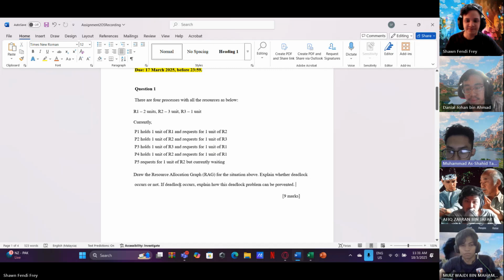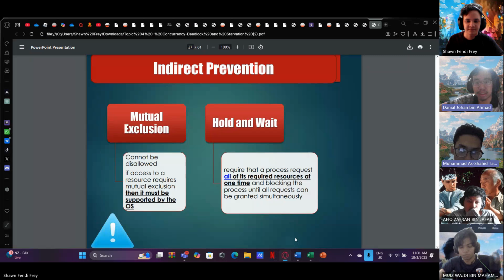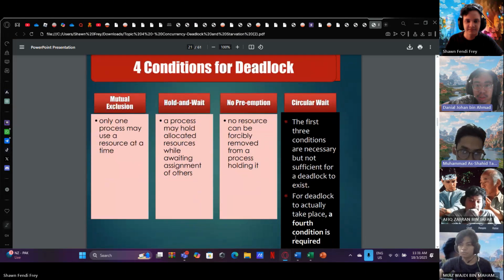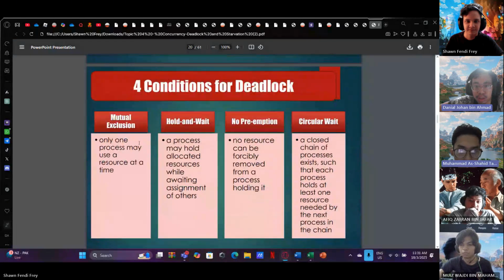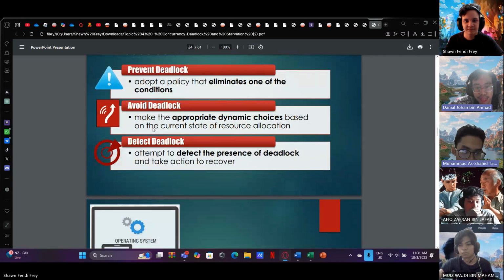Actually for deadlock, there are 4 conditions you need to prevent. You only need to remove one of them in order to prevent deadlock from occurring. They are mutual exclusion, hold and wait, no preemption, and circular wait. There are 2 ways to prevent it, direct prevention and indirect prevention. In direct prevention, there are mutual exclusion and hold and wait.